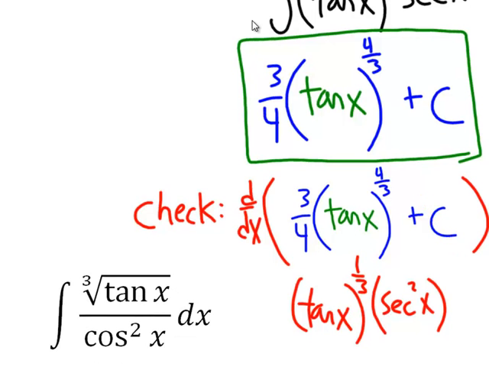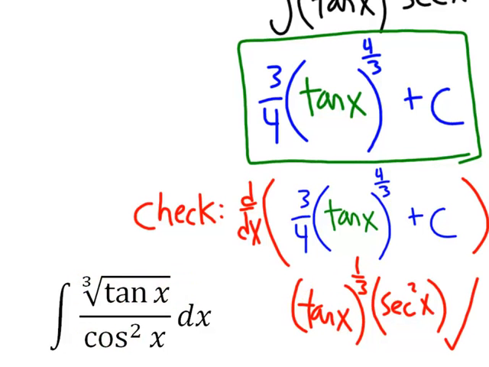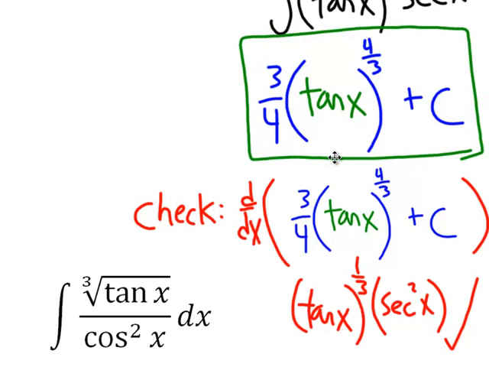We compare that to the original integral, and tangent x to the 1/3, cube root tangent x, check. Secant squared x, again, that's the same as a cosine squared x on the bottom, so check. So we have our final answer.